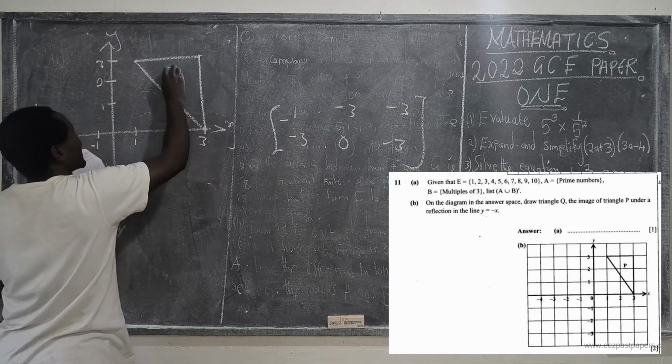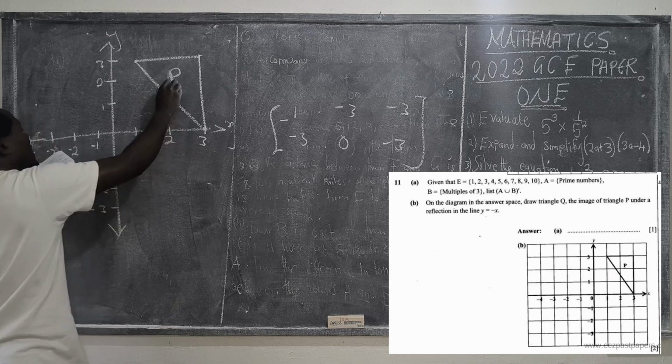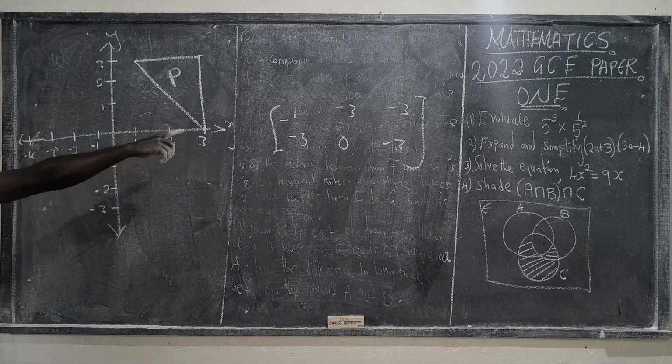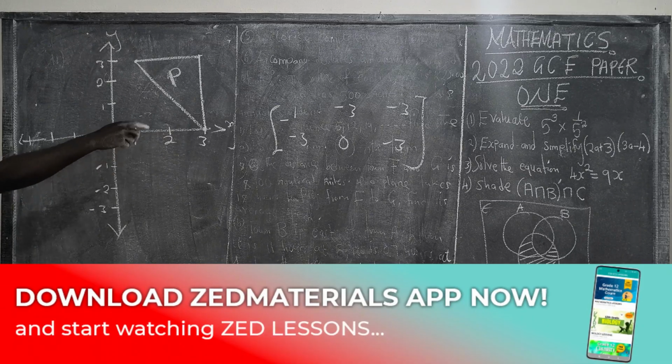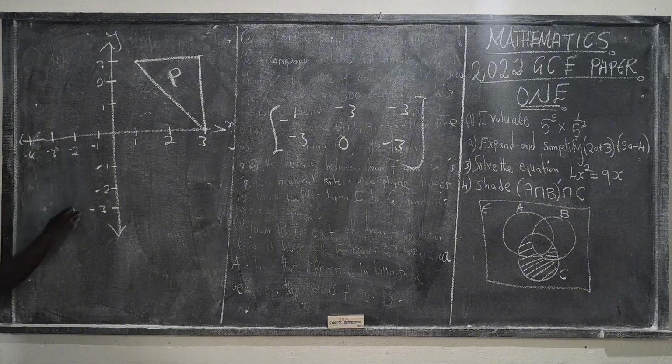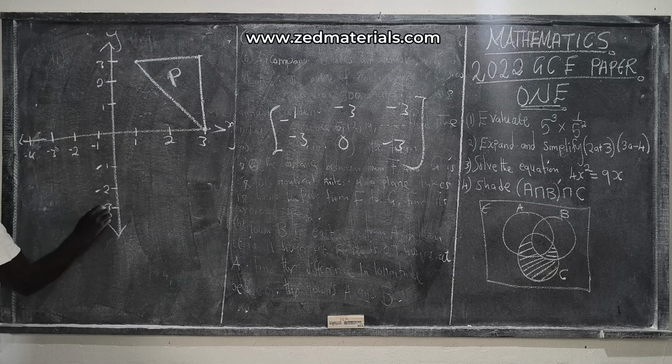Like this. So they are saying this is P, which is the object. Now we need the image of Q. So you use the coordinates which are there. When you go to the Z Material app, we explained it nicely. So you have negative 1, negative 3, which is here. Okay, negative 1, negative 3, which is just here.